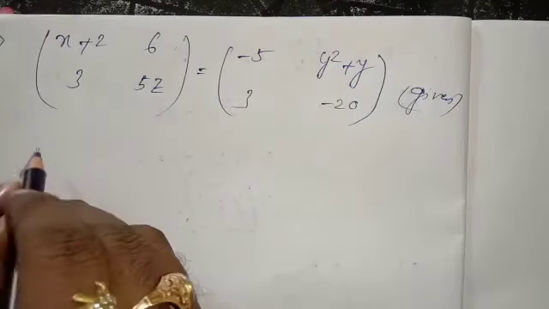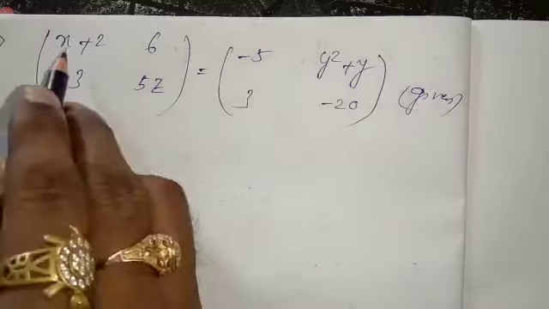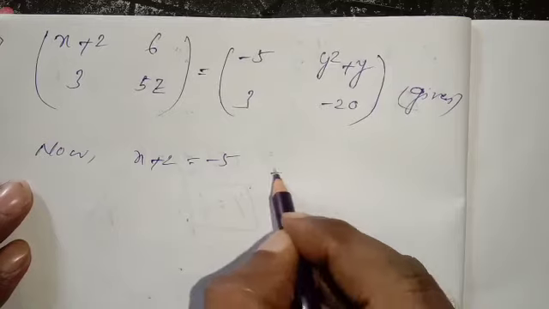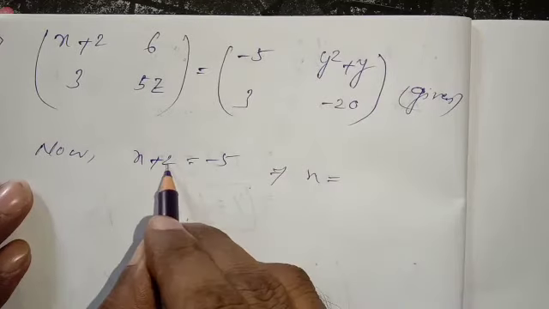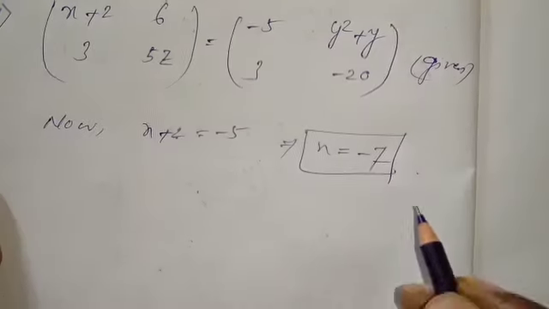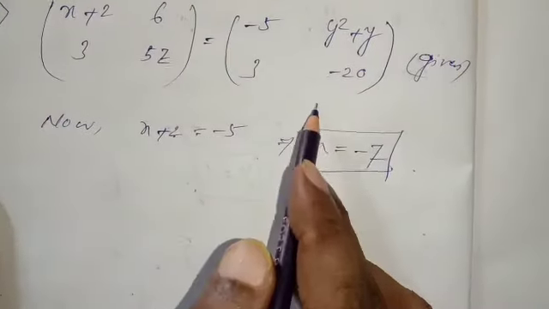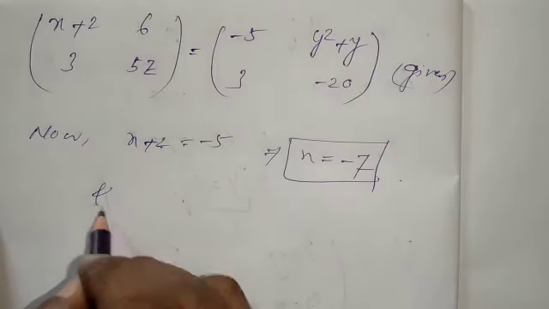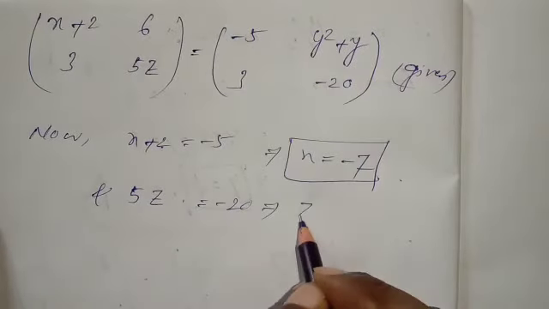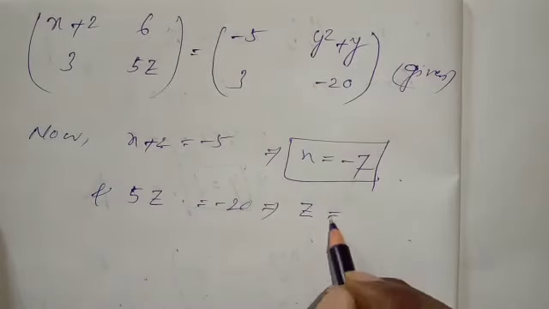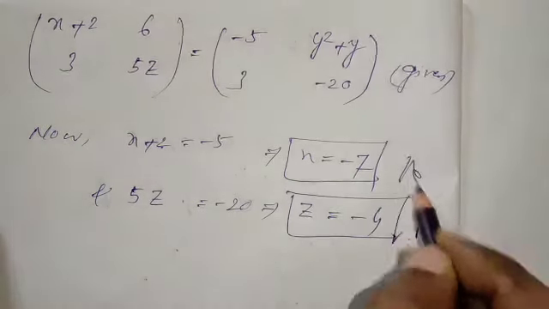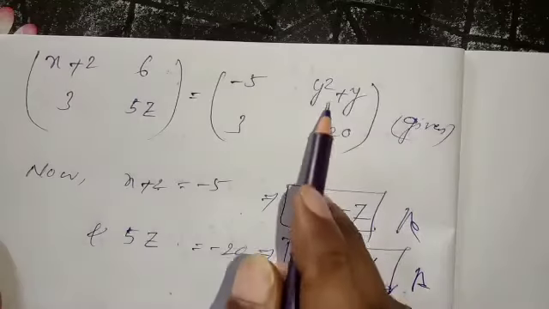If you compare both sides, what will you get? x plus 2 is equal to minus 5. This implies x will be how much? Minus 5, taking this 2 to that side, this will be minus 7. x is equal to minus 7. And 5z is equal to minus 20. So this implies z will be how much? Minus 20 by 5, that is minus 4. z is equal to minus 4. Okay, x completed, z completed. And comparing both sides, y squared plus y equal to 6.